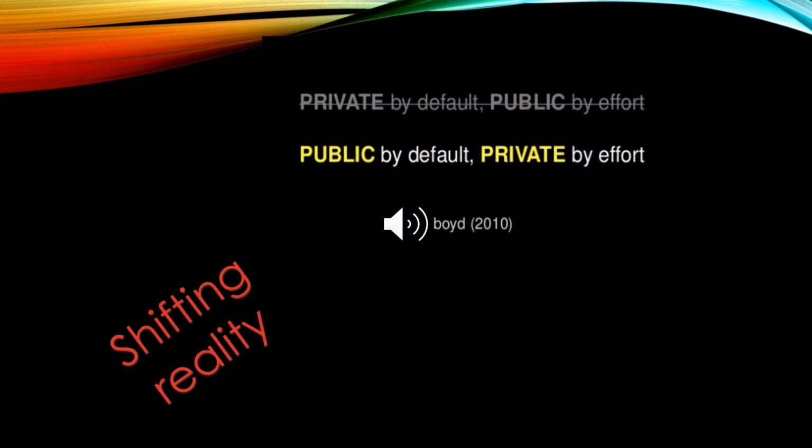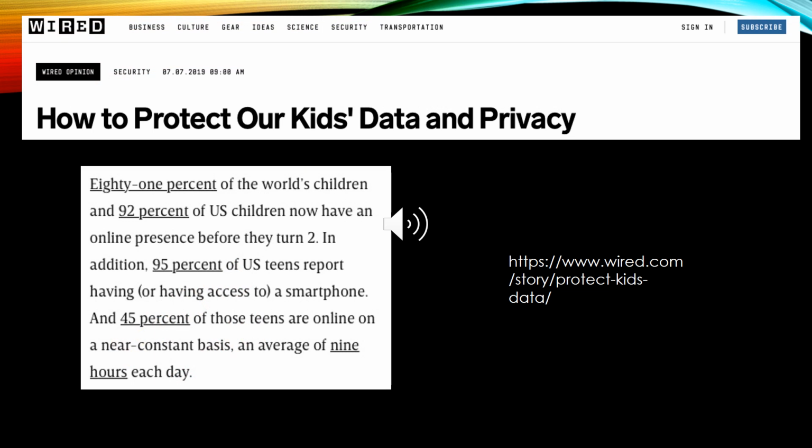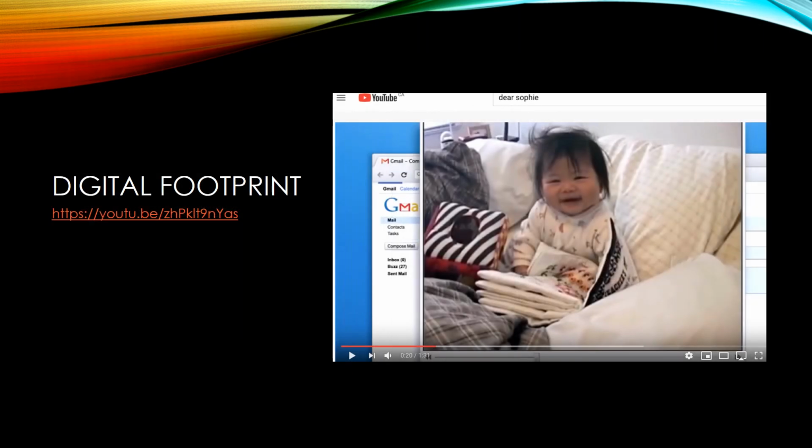In our reality, where private by default, public by effort shifted into public by default, private by effort, it is crucial to make sure students know and practice being responsible digital citizens. 81% of the world's children and 92% of US children now have an online presence before they turn 2. Take a look at Sophie, whose digital footprint started quite early.